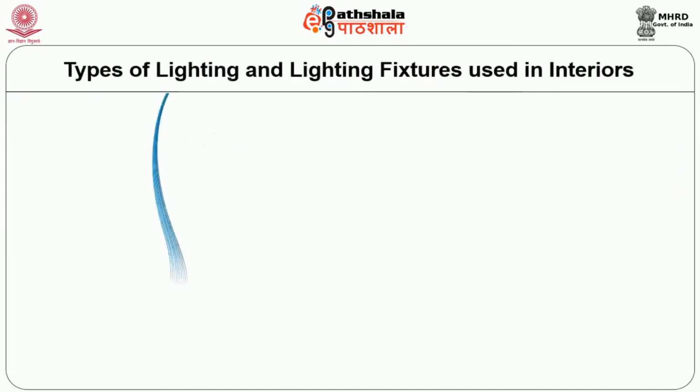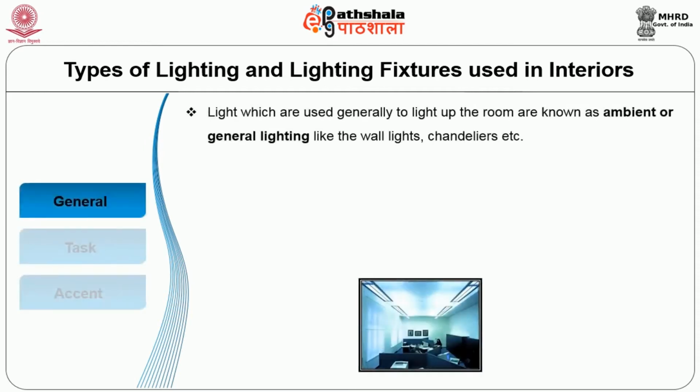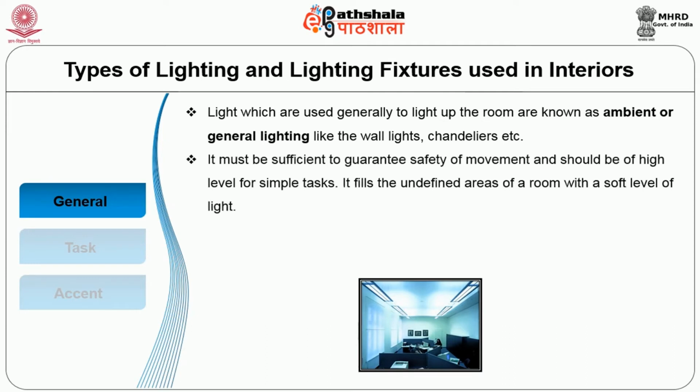Now let us see the types of lighting and lighting fixtures used in interiors. From the point of view of service, three types of lighting are felt necessary, namely general lighting, task lighting and accent lighting. Lighting which is used generally to light up the room is known as ambient or general lighting, like the wall lights, chandeliers, etc. It must be sufficient to guarantee safety of movement and should be of high level for simple tasks.